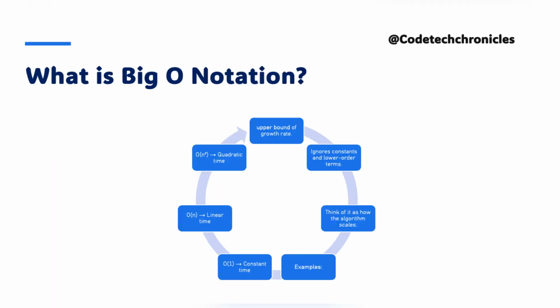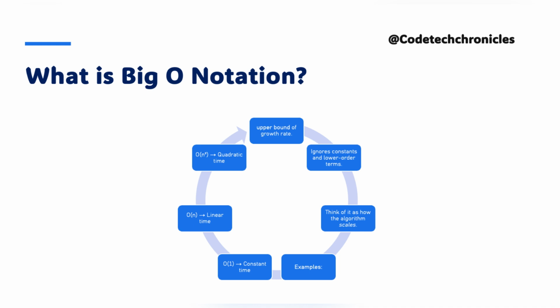Now let's demystify a term you have probably seen everywhere: Big O notation. Big O is a mathematical way of describing the upper limit of your algorithm's performance. In simple words, it tells you how well or poorly your algorithm scales as input size increases. Think of it as a speed limit sign for your code.